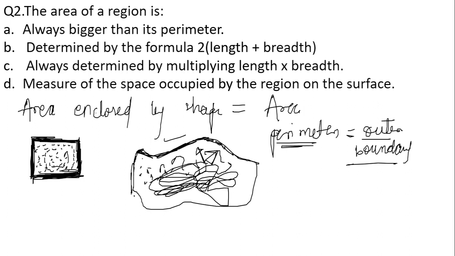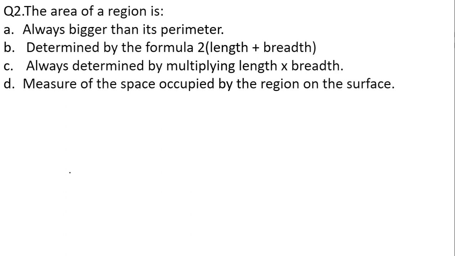I hope you have understood the difference between the area and the perimeter, for students who don't understand it. Okay, now: the area of the region is always bigger than its perimeter, or determined by the formula twice of length plus breadth. First thing I would like to tell you is that the formula for the area is different for different shapes. So this won't be the correct answer, this will be eliminated over here only.